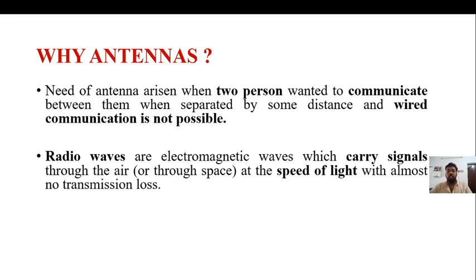So why antenna? Let us consider a scenario where two persons need to communicate but there is no wired communication between them. Then radio waves, which are electromagnetic waves, are used to carry the communication signal from one end to the other at the speed of light. Since radio waves play a key role in communication, antennas are necessary in order to transmit and receive them.